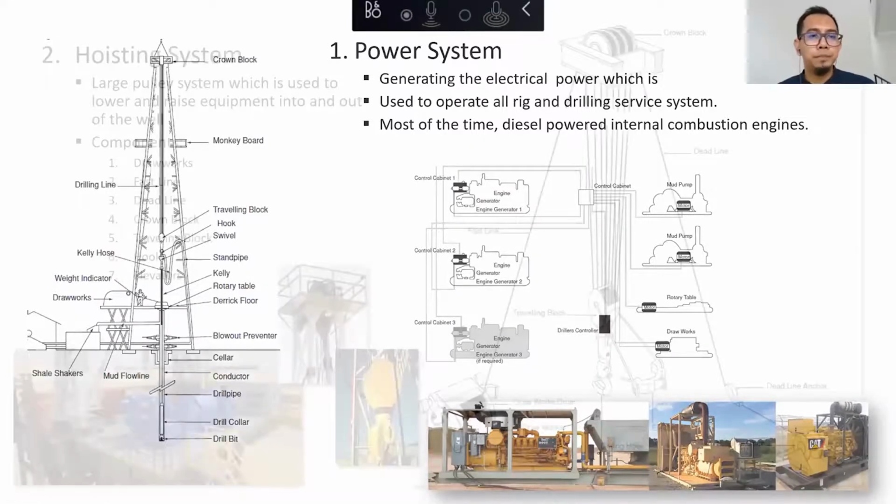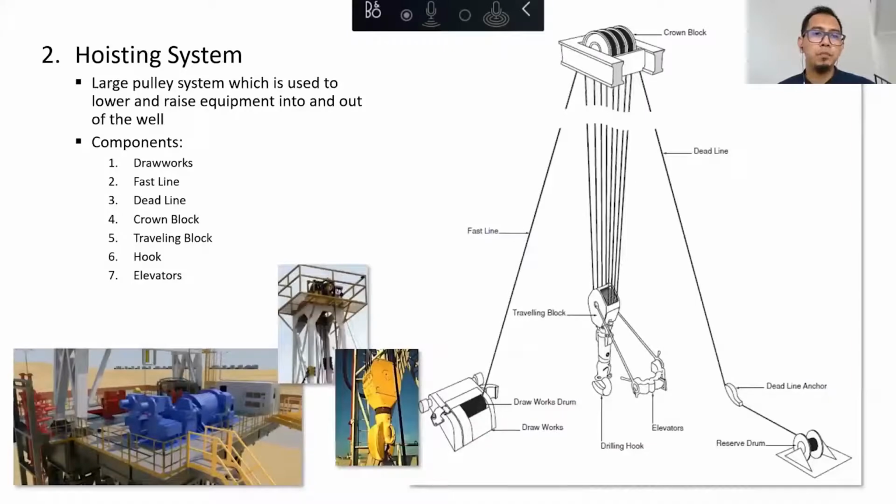A hoisting system is a large pulley system which is used to lower and raise the equipment into and out of the well. Sometimes they also use it to lift some very heavy equipment at the site, but rarely. The components of the hoisting system consist of drawworks. There's also fast line, dead line, crown block, traveling blocks, hooks, and elevators.